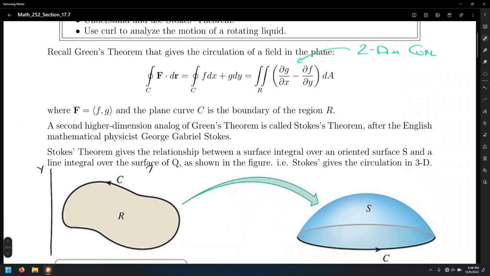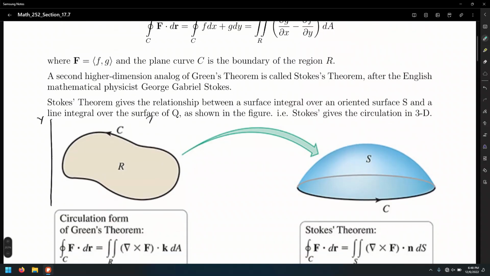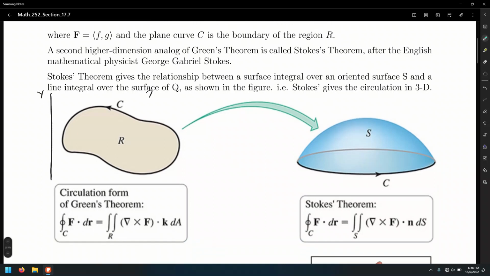Now, we're going to take this into the third dimension. So essentially we're going to create this solid here. But this time we're going to do essentially the same. We're going to look at the circulation on the surface, not on a planar region, and knowing that C is actually a boundary on the surface, all right? So essentially what we're going to do is relate, or find the relationships between a surface integral over an oriented surface S and a line integral over the boundary C as shown in the figure, right?